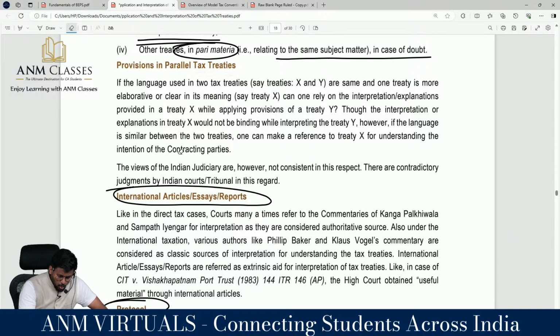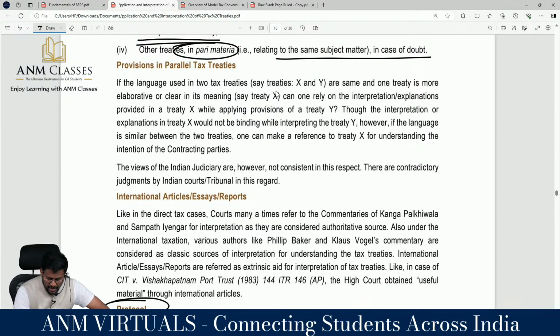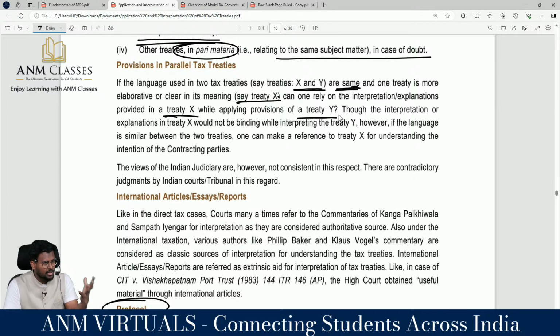How to see pari materia is what our discussion is about. If the language used in two tax treaties, say treaties X and Y, is the same, and one treaty is more elaborative or clear in its meaning, say treaty X, can one rely on the interpretation or explanation provided in treaty X while applying the provisions of treaty Y? That is the question they ask us. There are two treaties in front of us, treaty X and treaty Y. Treaty X is very elaborative and has clearly given a meaning for a word, but treaty Y is not to that extent. So can we apply the interpretation of treaty X in treaty Y?